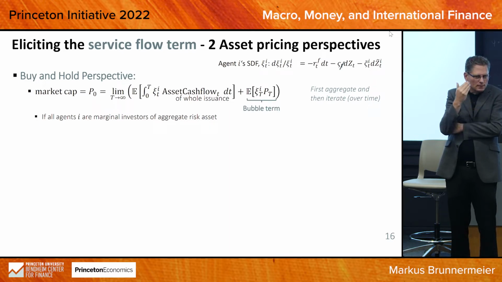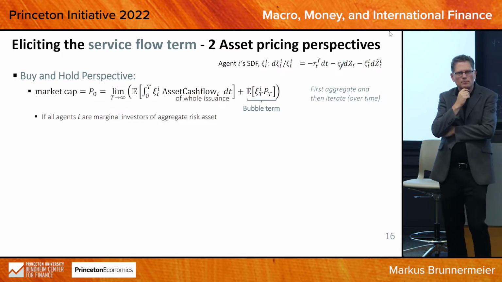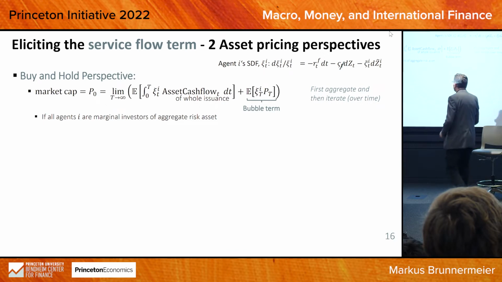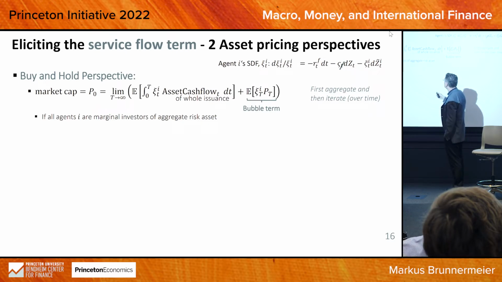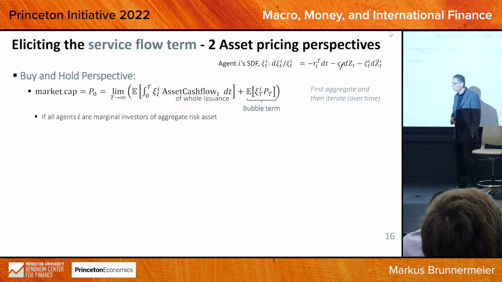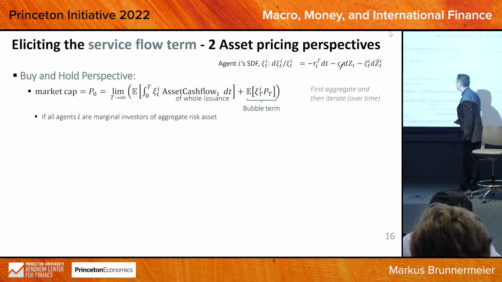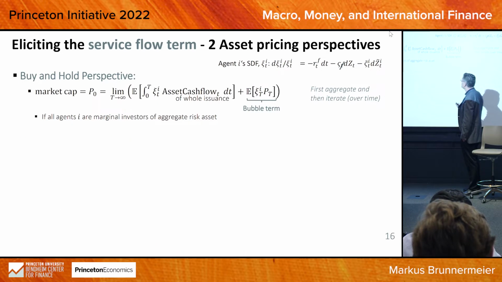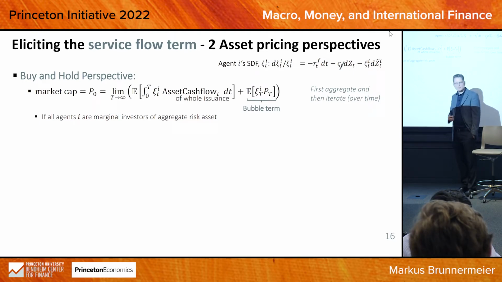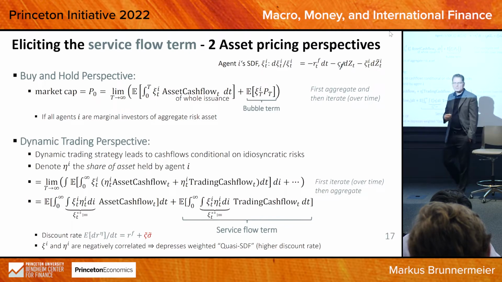There are two ways you can think about asset pricing. One is, you ask what's the value of all government bonds, or any asset. It holds for any asset. So you have the asset cash flow for the whole issuance of this government bond. You discount with the stochastic discount factor, and that's the market cap, or the total real value. And then you have this bubble term here. Let's suppose all agents are marginal investors. There's nobody at the corner now, just to keep it simple. That's the buy and hold perspective. That's what we typically do. And if there's no aggregate risk, we can just discount by the risk-free rate. Now the alternative perspective is a dynamic trading perspective.